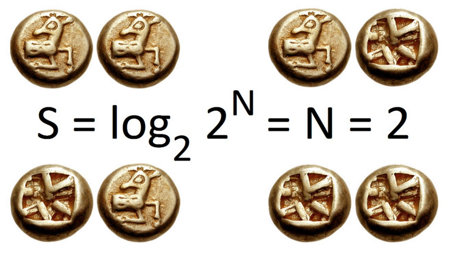nats for b = e, and bans for b = 10. In the case of P(x_i) = 0 for some i, the value of the corresponding summand 0 log_b 0 is taken to be 0, which is consistent with the limit: lim_{p→0+} p log p = 0.